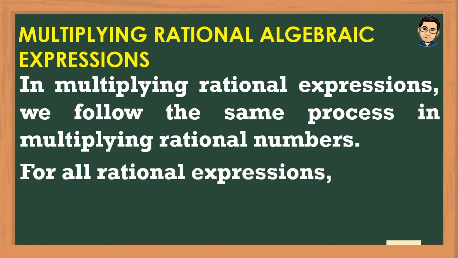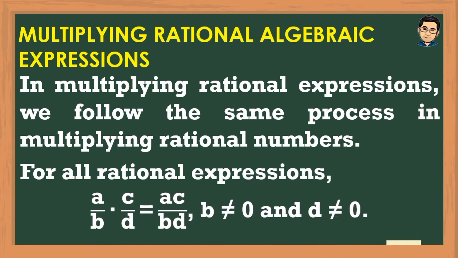For all rational expressions, as you can see, A over B times C over D, that is AC over BD. Again, ang pagmumultiply po natin ng rational numbers or rational expressions, numerator by numerator, denominator by denominator. Wherein, B should not be equal to 0 and D should not be equal to 0. So the reason behind that is that magiging undefined po kasi yung ating sagot.